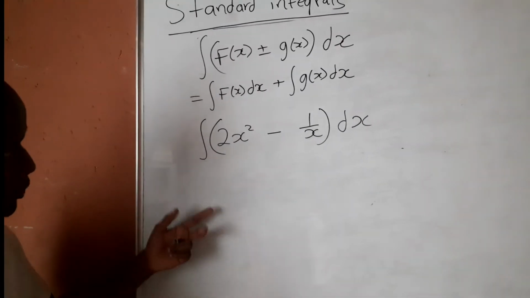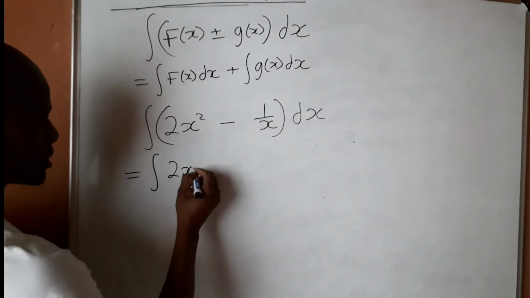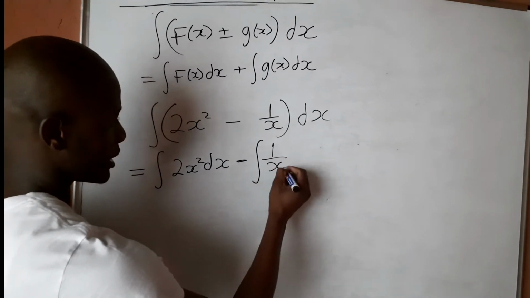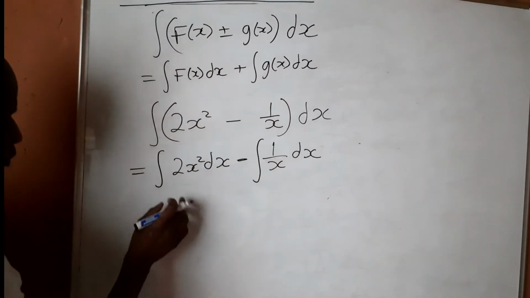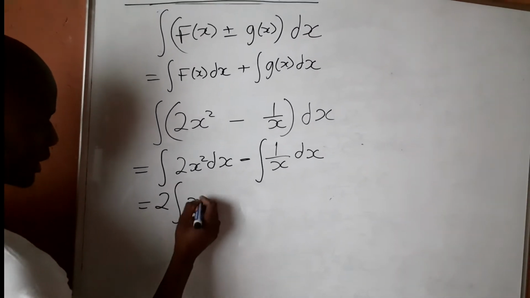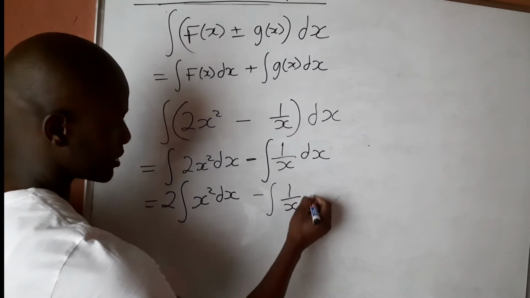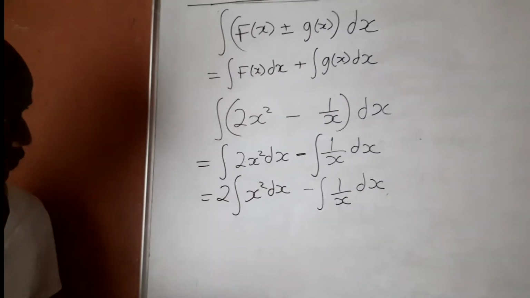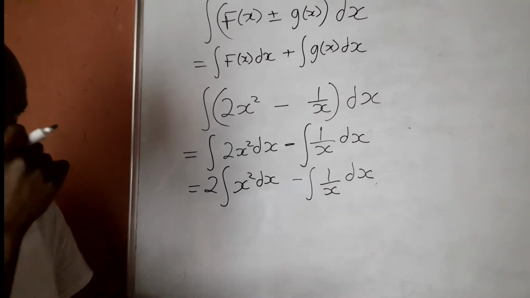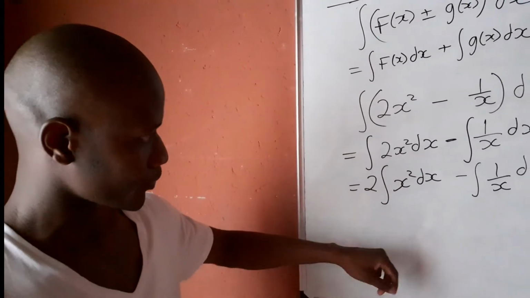So what we're going to do, we separate them, which is going to be the integral of 2x squared dx minus the integral of 1 over x dx. Now, 2, we take it out as a common factor. It's going to be 2 times the integral of x squared dx minus the integral of 1 over x dx. So what we do now, we're going to integrate x squared dx and we integrate 1 over x dx. So you must be able to identify which formula you're going to apply to integrate.